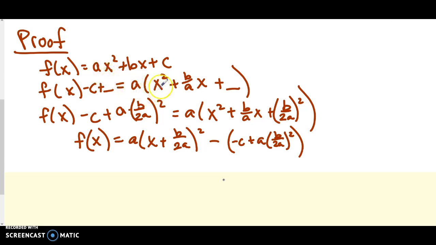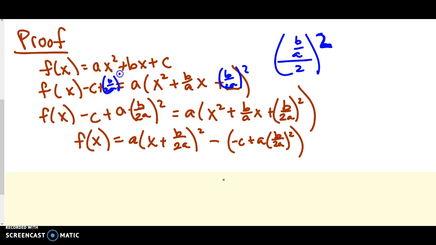I factored out the a because I do want the lead coefficient for the x squared to be 1, which would make this b over a x. Then to complete the square, notice that this would be the b term, which is b over a, divided by 2, squared, which is b over 2a quantity squared, but also multiplied by a. Sorry, that's sloppy. That's filled in this next step anyway.